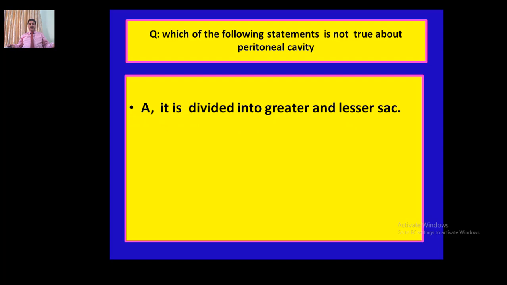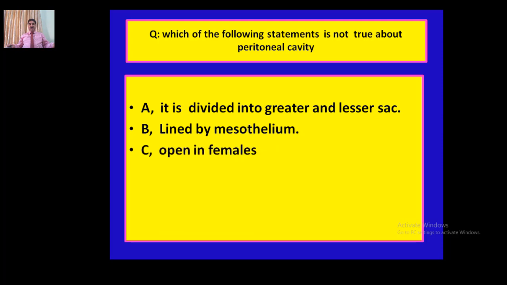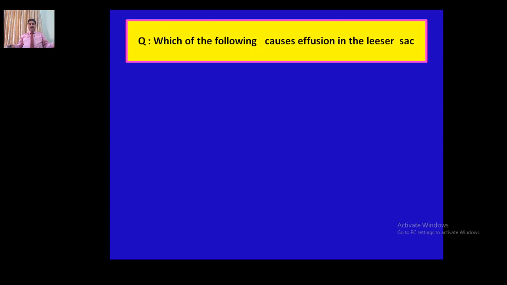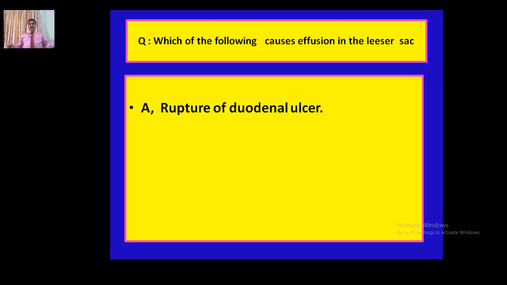Our first question is, which of the following statements is not true about the peritoneal cavity? A. It is divided into greater and lesser sacs. B. It is lined by mesothelium. C. It is open in females. D. Is not used for dialysis. The wrong answer is D. It is used for dialysis.